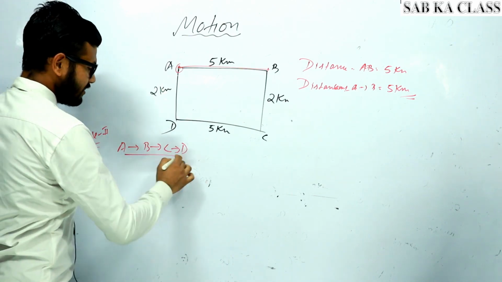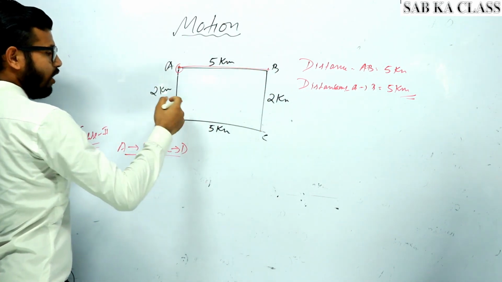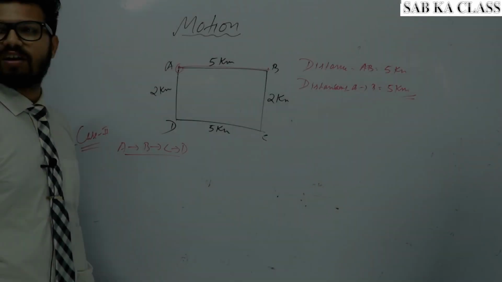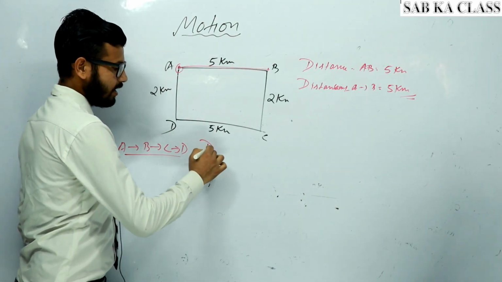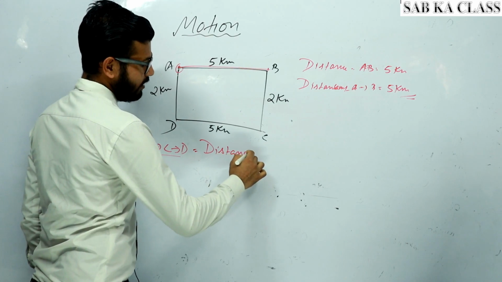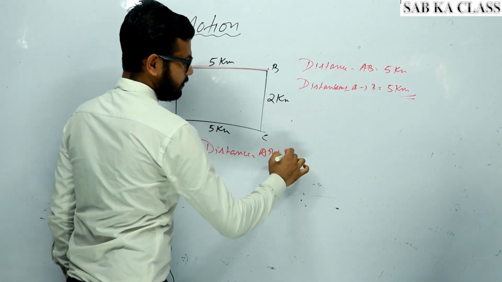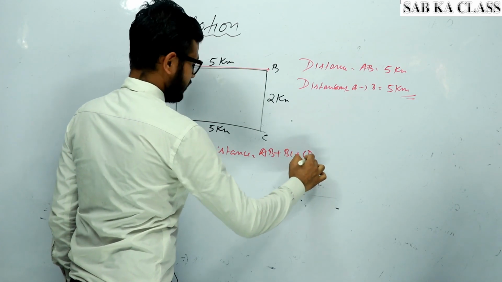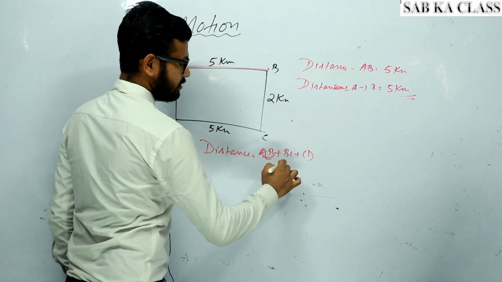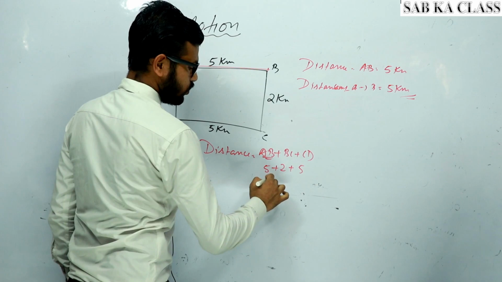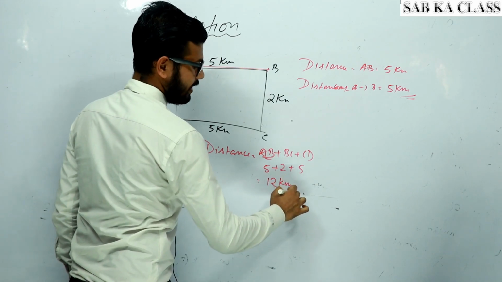Now find the distance in this case. A to B, B to C, C to D. How much distance I have traveled? Yeah, in this case the distance becomes, look here, very interesting. AB plus BC plus CD. That means distance how much? 5 plus 2 plus 5. How much it is? 12 kilometer. I hope it is clear.